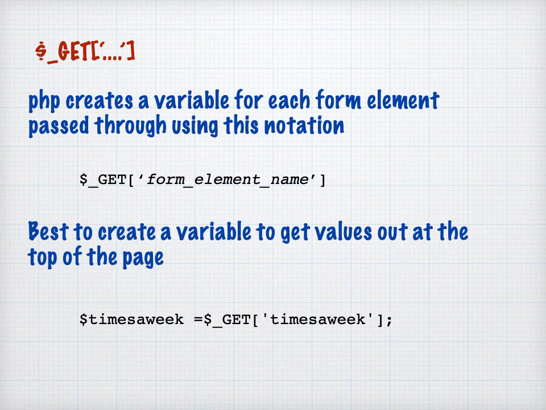$_GET, square brackets, and then single quotes on the inside. And inside the single quotes, we place the name of the form element. So on our form, we called it times a week. So I'm going to grab that value inside my PHP response page, and I'm going to put it inside times a week.